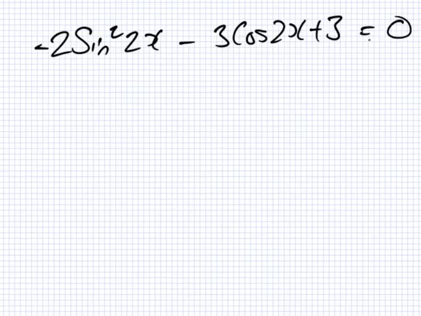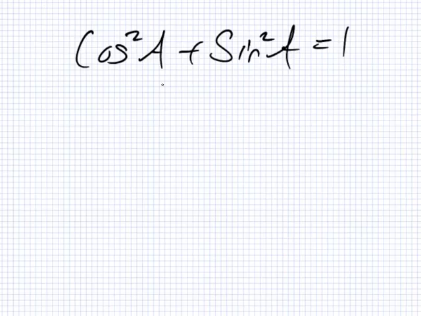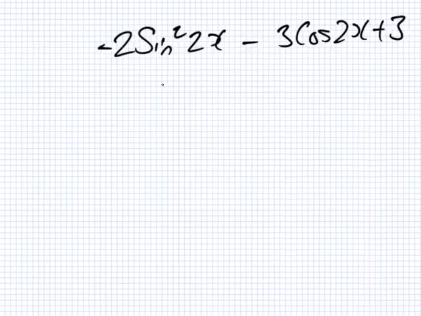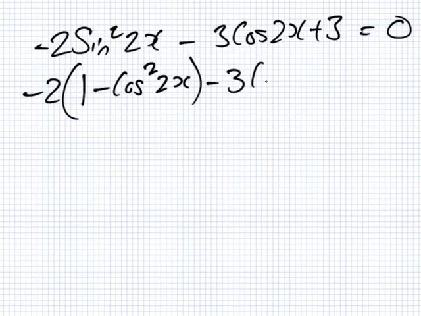It's not a quadratic in cos, because if it was a quadratic in cos, there should be a cos squared. And it's not a quadratic in sine, because if it's a quadratic in sine, there should be a sine squared. So we need to convert, and it's easy to convert sine squareds into cos squareds or vice versa, because last time I said we have this rule. Cos squared plus sine squared equals 1. So that means sine squared equals 1 minus cos squared. So here I can change this into bracket 1 minus cos squared 2x minus 3 cos 2x plus 3 equals 0.